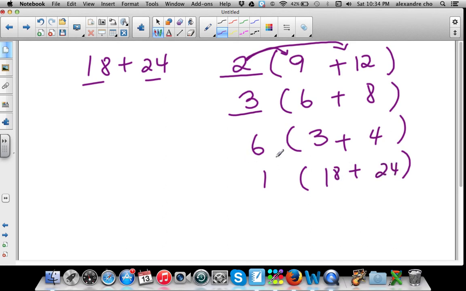All these are perfectly fine answers. They're all equivalent to 18 plus 24, but if the question asks you for the one that uses the greatest common factor, you want to talk about this one right here, the one that has a 6. 6 is the greatest number that 18 and 24 share.